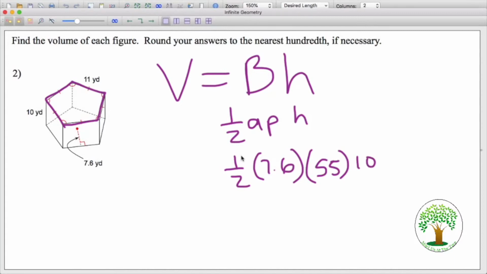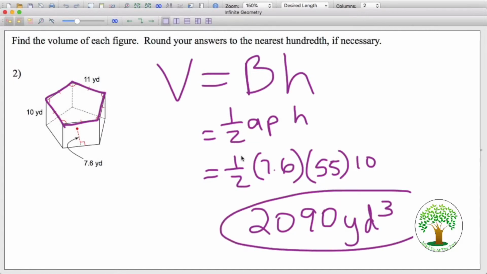If you can put that in your calculator, let's get it confirmed once we get somebody's answer. I got 2090. 2090 confirmed. And then units? Yards cubed. Good job. All right, let's move on to number 3.